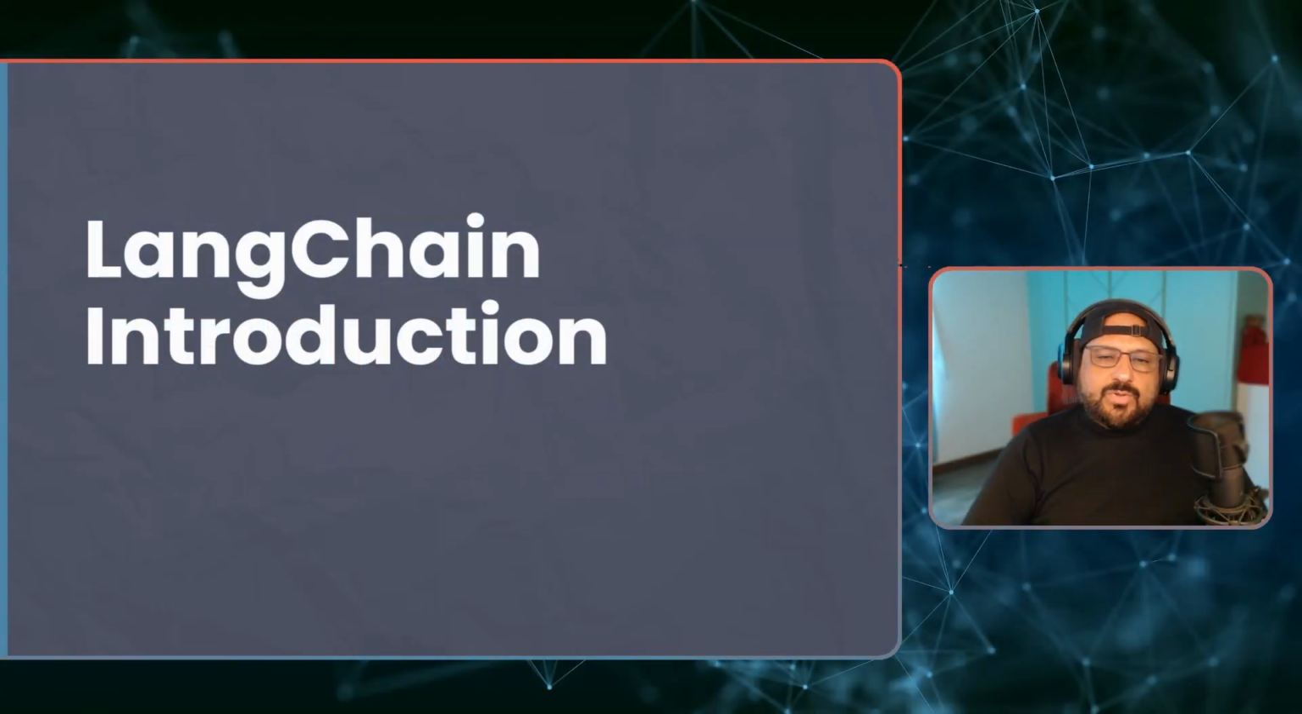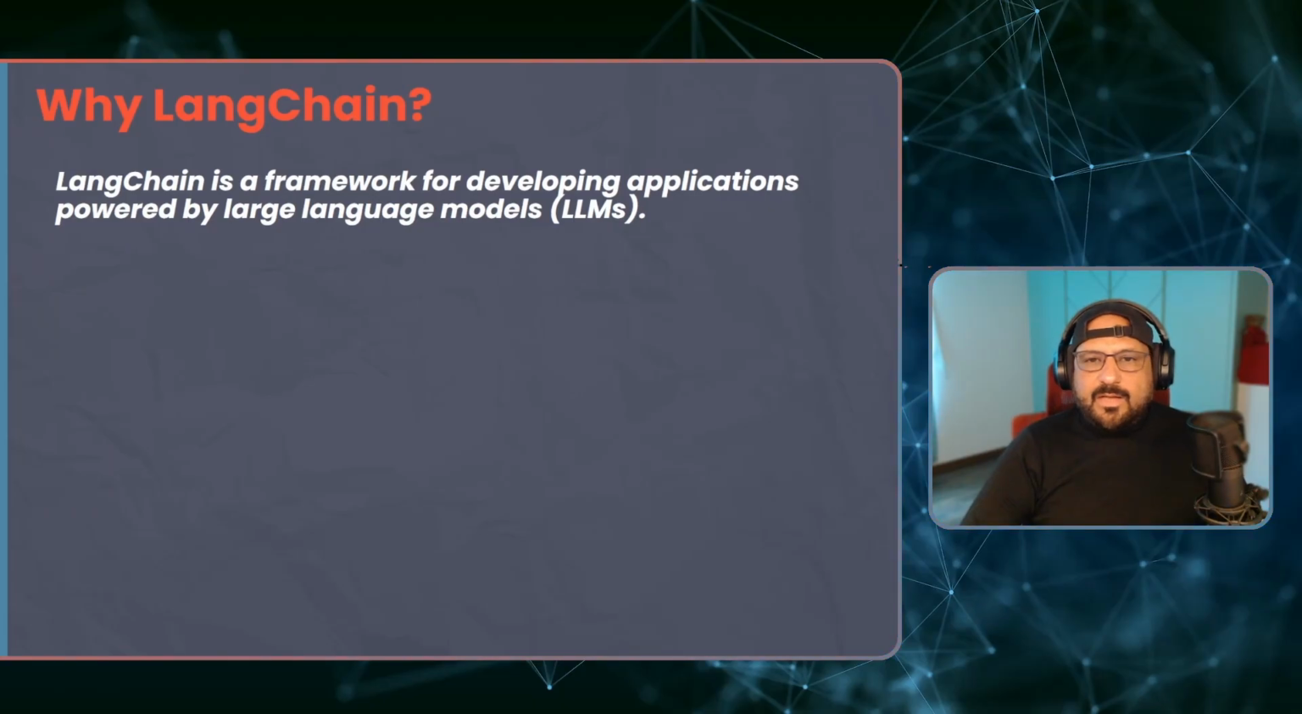Welcome back. So let's start looking at our first component that we need to know to start building our application, which is LangChain. Now, LangChain on their website describes themselves as a framework for developing applications powered by large language models. Now we know that all the modern large language models provide their own APIs through which we can connect to their models and build applications.